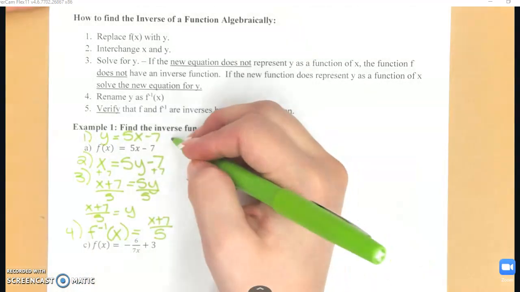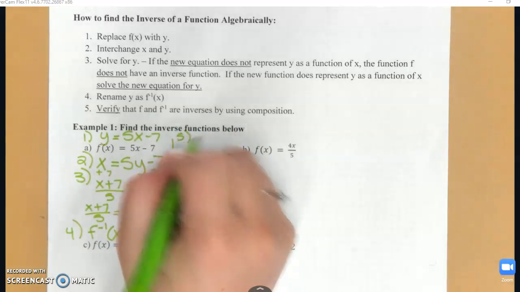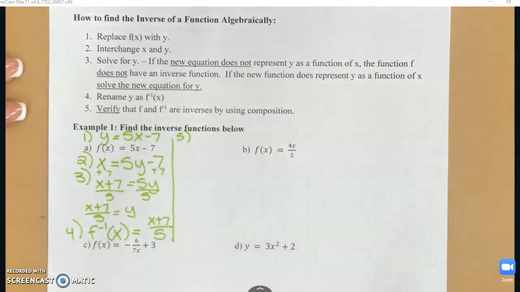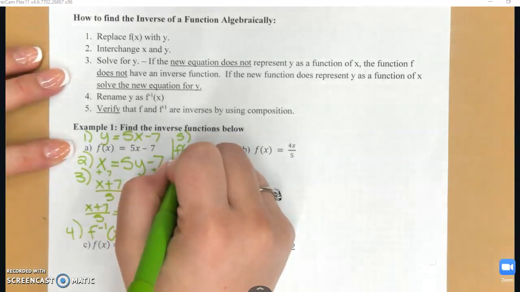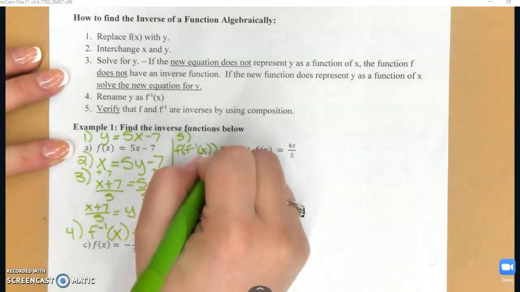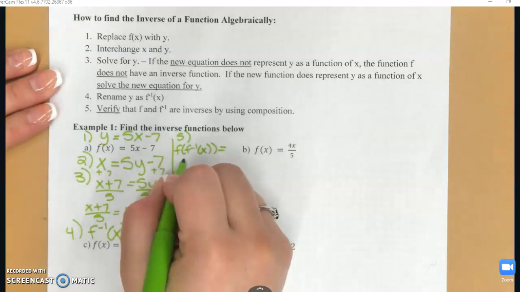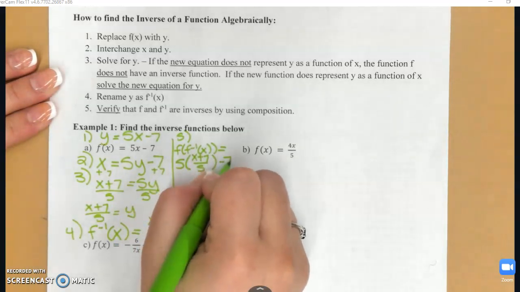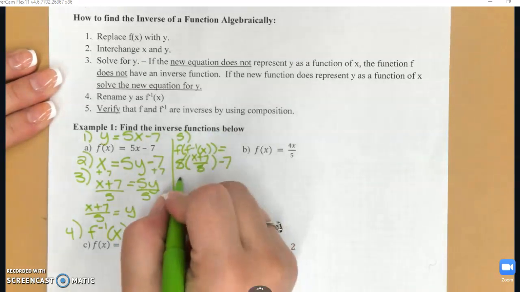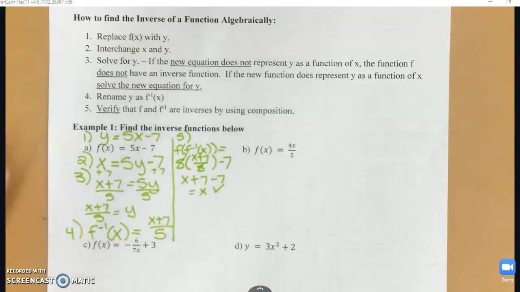Now to verify that, I'm going to do this over here, step 5, which is verify using composition. I'm first going to plug in my inverse to my initial function, so f of my inverse. That means I'm going to plug this whole thing into x right here. So 5 times x plus 7 over 5 minus 7. These 5's cancel. I get x plus 7 minus 7, which is x. So that checks out.